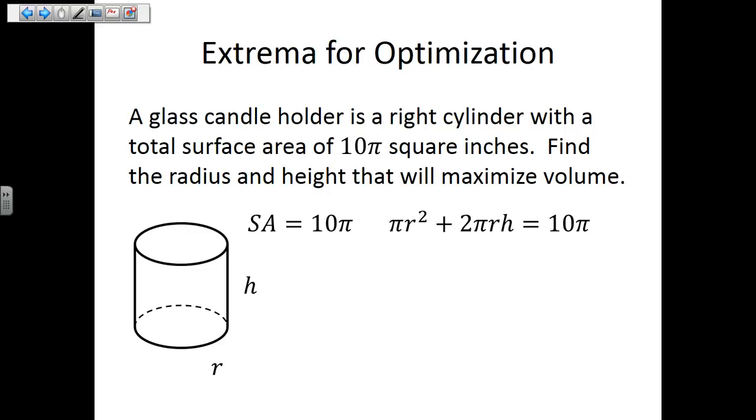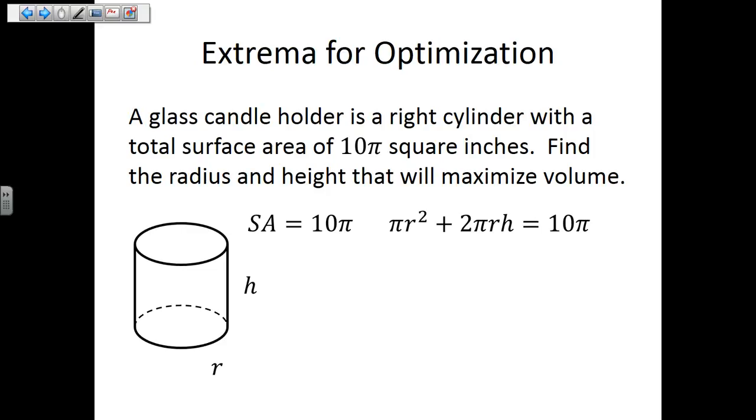So our surface area is 10 pi, and I've gone ahead and put up here the expression: how do we find the surface area for an open-topped right cylinder? And we have pi r squared plus 2 pi r h. So that's my surface area for this open-topped cylinder, and I set it equal to 10 pi.